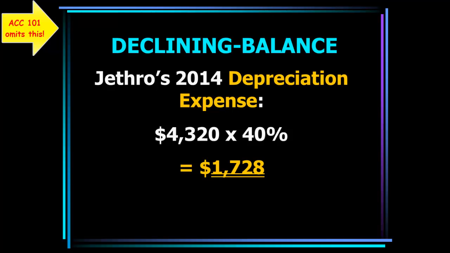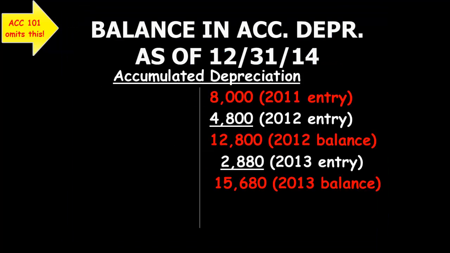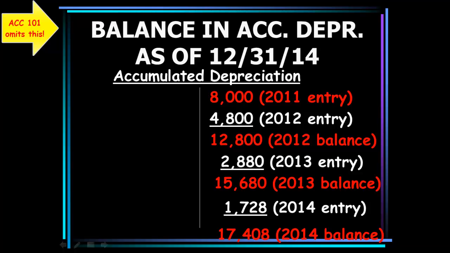We went from $8,000 to $4,800 to $2,880 to $1,728. So if we were to graph it, it's going to go whoosh. It's not even a straight line, it's going to be a curve. It's really plummeting very quickly. How much accumulated depreciation do I have? $17,408. This is the end of my 4th year.